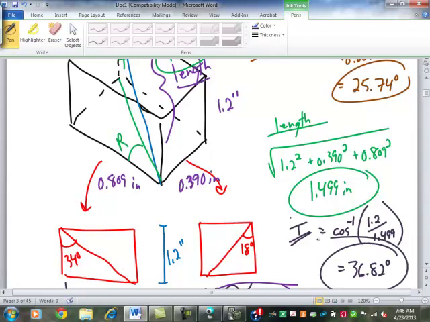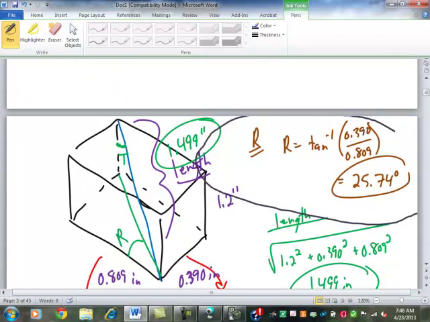What do you guys think? Not so bad? Any questions? We figured out R. Yep, R was right here. Inverse tangent of this distance over this distance is R.